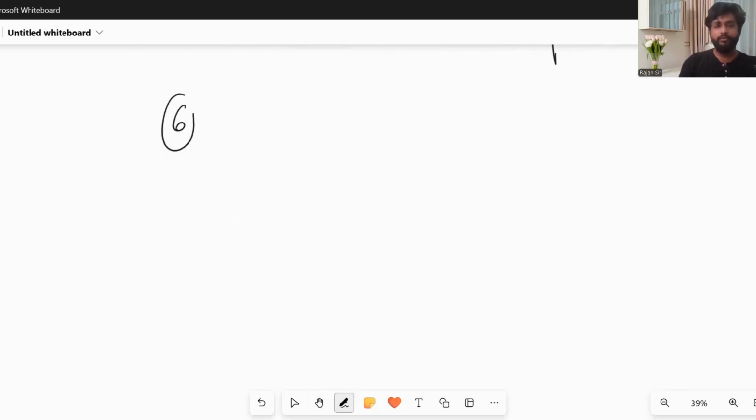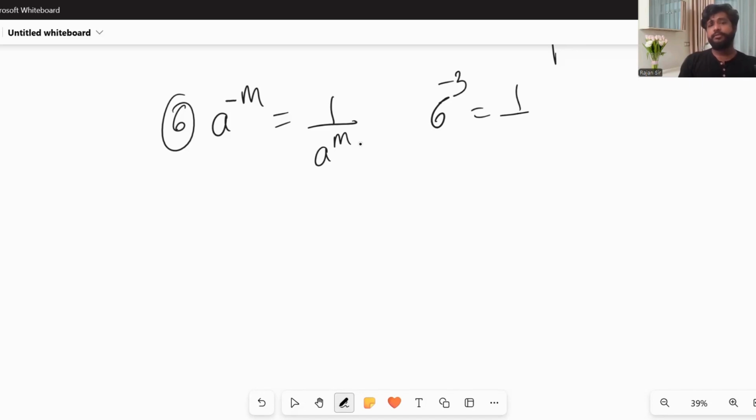There's one more interesting formula, which is a raised to a negative power. Can we make the negative power positive? Yes. If you shift it to the denominator, a raised to n. You don't have to change the number, just change the sign of the power. Example: 6 raised to minus 3 can be written as 1 upon 6 raised to 3.